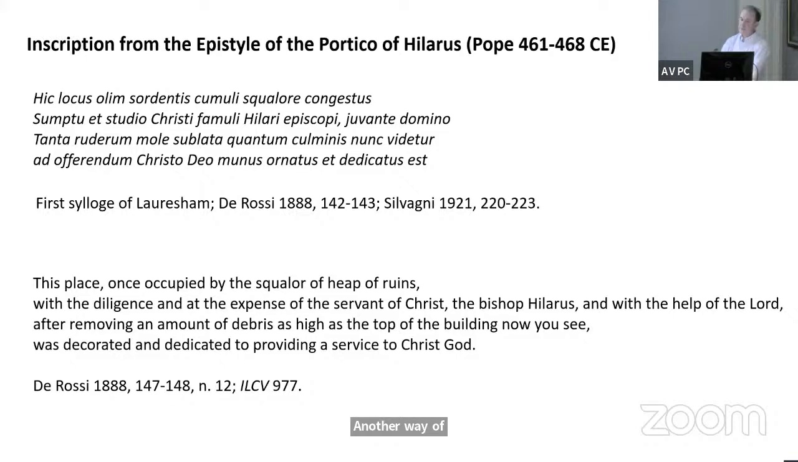And it's from the epistyle of the portico of Hilarus that we again find this important theme. This place, once occupied by the squalor of a heap of ruins, has been transformed. So that's another pattern of transformation, the sheer effort involved. And it's very interesting to look at that alongside other themes, such as ongoing evidence for water supply, to see elements of continuity, reference to that which was there in the past, as well as evidence of innovation.